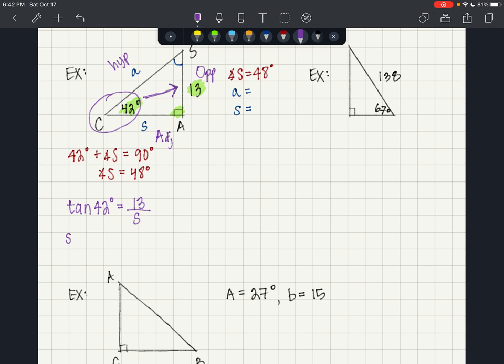I'm going to multiply both sides by S, and then I'm going to divide by the tangent of 42 degrees, knowing that the tangent of 42 degrees is just some decimal value. S is going to equal 13 divided by the tangent of 42 degrees. So I'm going to put that into my calculator, and I might even use parentheses so that my calculator knows that I am wanting the tangent of 42 degrees. So 13 divided by, and then in parentheses, the tangent of 42 degrees.